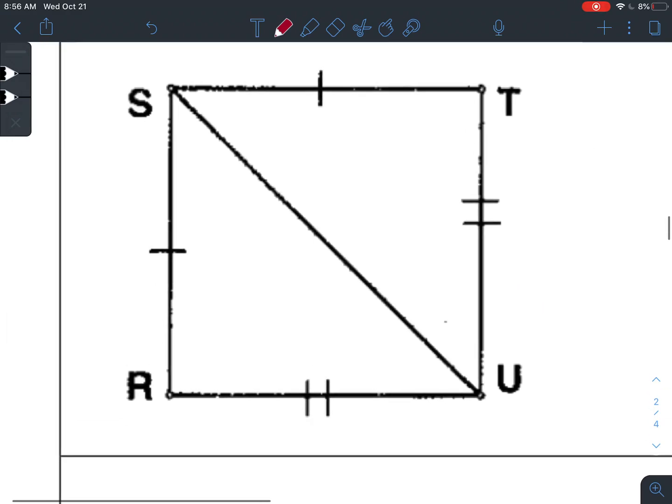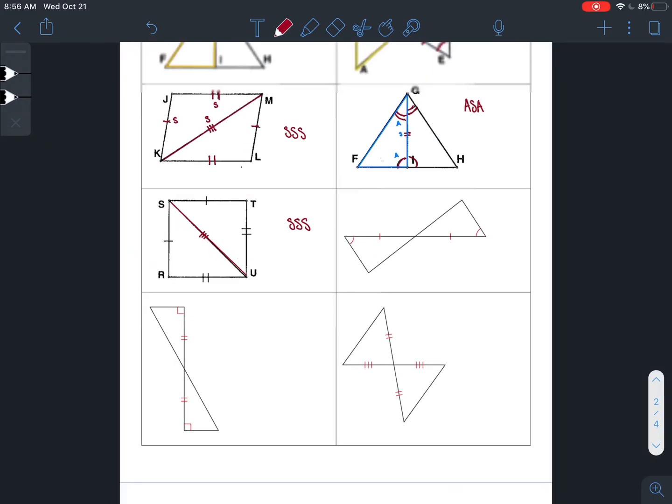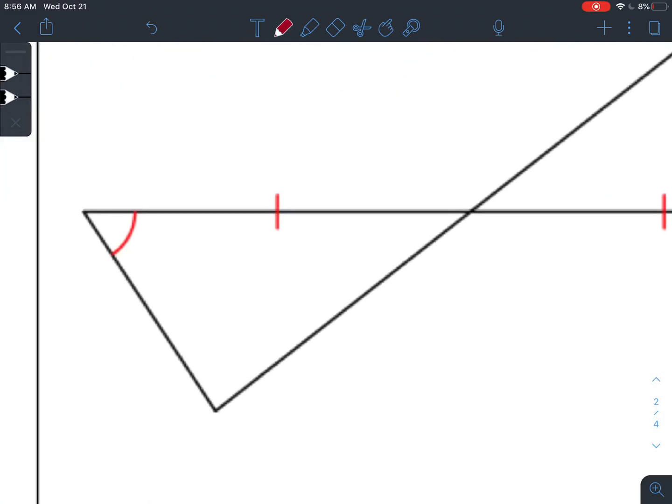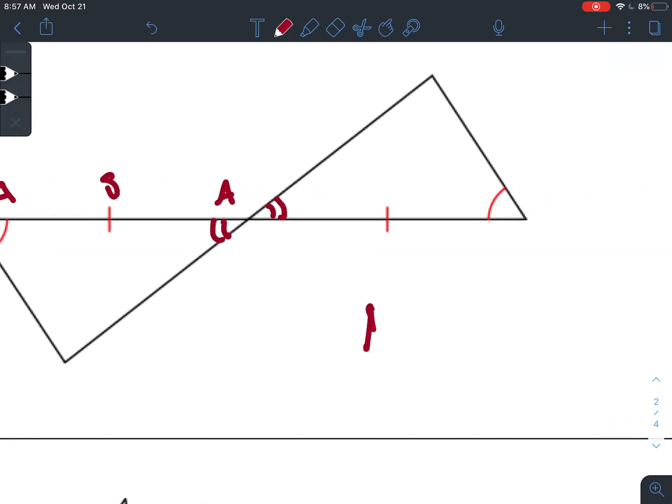Okay, so I'm going to go over these ones. The first one I would do here, I would notice that they share SU. So I'm going to mark SU congruent to itself. Looking at one of those triangles, I have three sides marked as congruent, so I've got side, side, side. Next example here. I'm noticing that my vertical angles are here. I'm going to mark them as congruent. And then in one of my triangles, I have an angle, I have a side, and I have another angle. So then my shortcut is angle, side, angle.